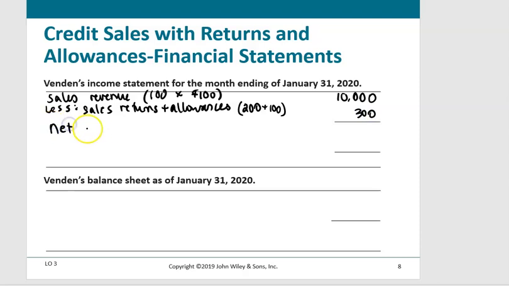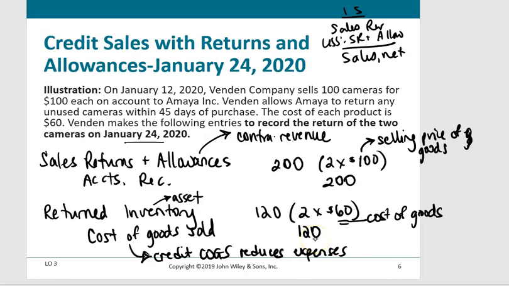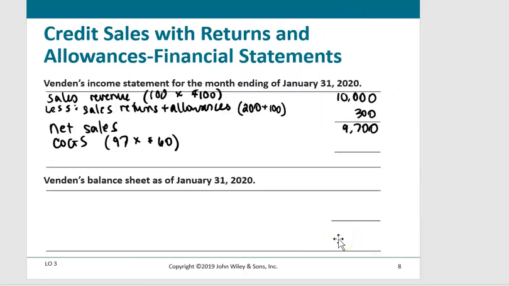So top of the income statement is going to report net sales of 9,700. From that, we're going to subtract out cost of goods sold, which was 97 units, because this is net of returns and expected returns, times the cost per unit of 60. Or we could go back to our entries and say cost of goods sold increased by 6,000, then it decreased by 120, and then it decreased by an additional 60. Either way, we should get to the same total amount of 5,820.